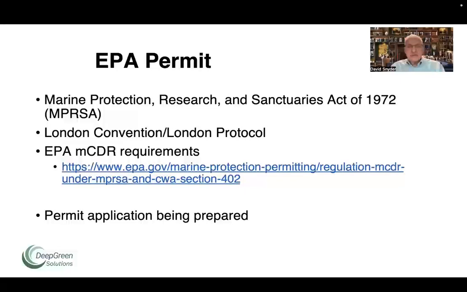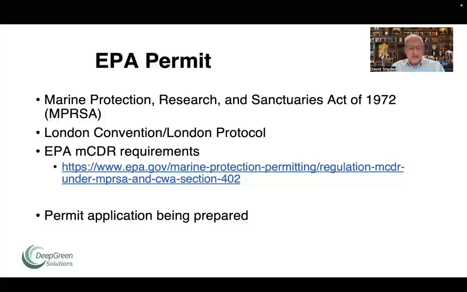In order to get permission to do this work, we're going to need an EPA permit under the Marine Protection Research and Sanctuaries Act, and this helps to comply with the London Protocol, if you've heard of that. These requirements are outlined on the EPA website, and the EPA also explains that there are two other carbon dioxide removal projects for which permit applications have been approved, and we're using those as templates for our application.